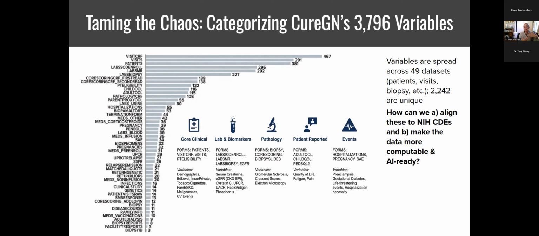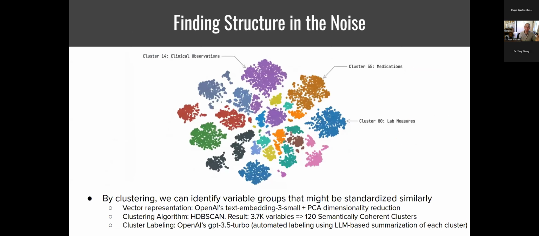And then also, how can we make these data more computable and AI ready? One thing that my colleague Madan, who's in our lab, has done is creating machine learning embeddings from these variables and clustering them. Each cluster here is a potential CDE. Every dot is a variable, and similar variables are clustered together. That might be a CDE candidate. Here we have clinical observations, medications, lab measures, things of that nature.